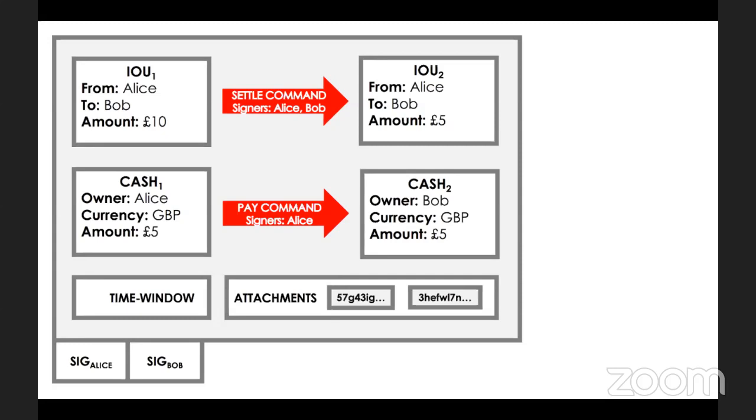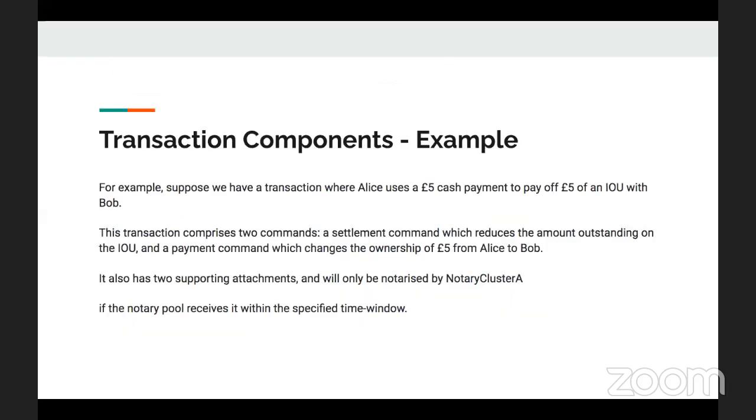And then we also have the ability to attach objects. For example, if you want to attach a receipt or a bill or an invoice in this payment, you can attach it. There is also a time window in which you should complete this transfer. If you don't do it, you're liable to pay the interest. And then you append the signature of the parties, Alice and Bob, in this. So this is the example mentioned here.